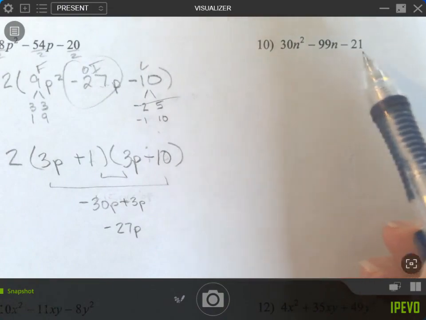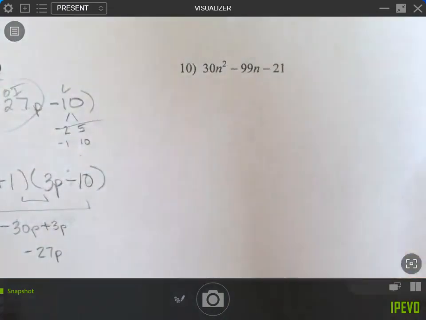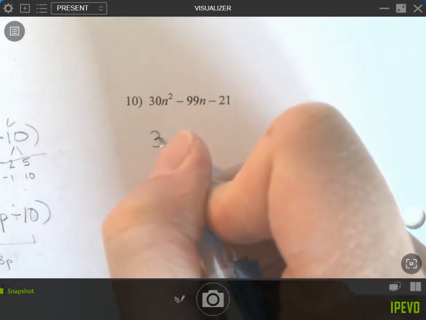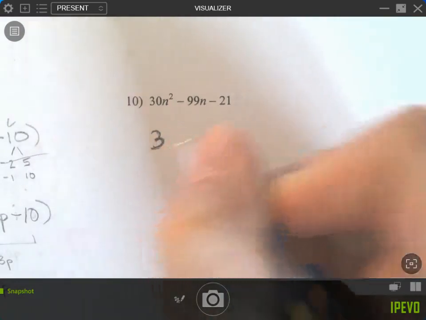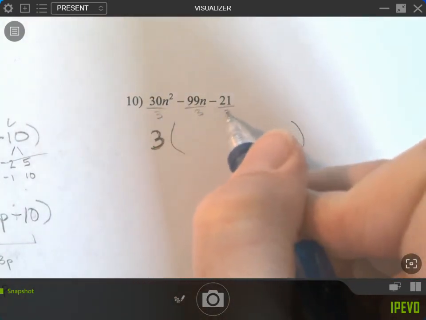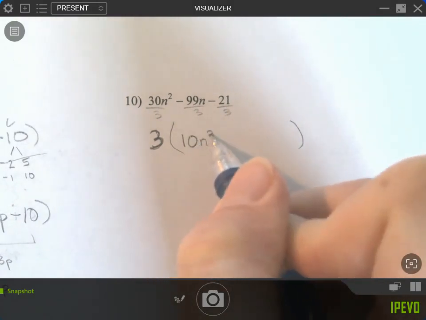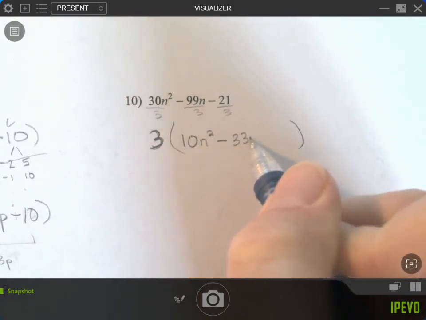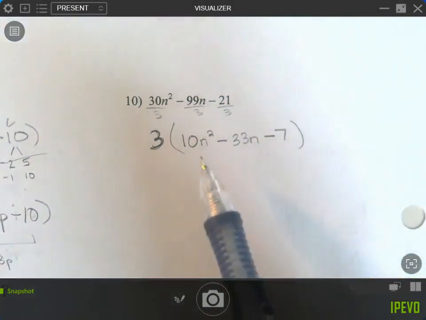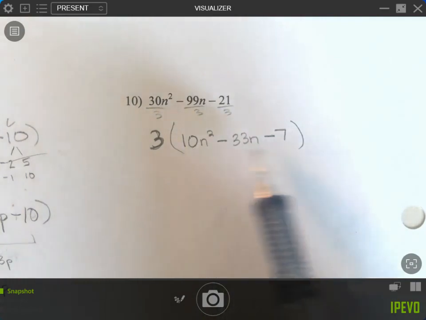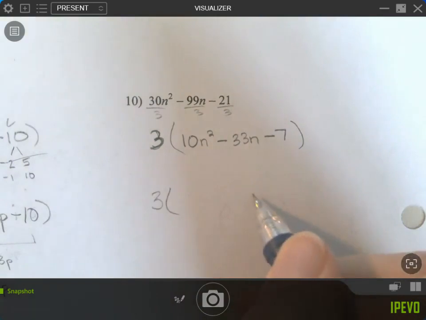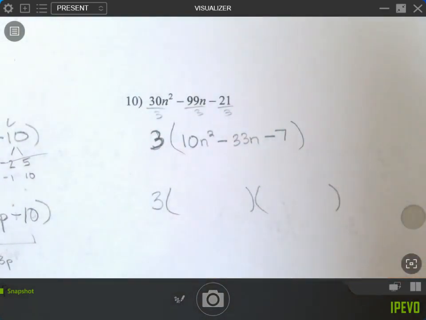All right, so before I get into a problem like number 10, 30 has a couple factors. Is there a GCF? 3. And I'm looking at the 21 and 30 and 99. They all divide by 3. So that's my first step. And you don't want to lose that 3. Show it right here. And then what's left? Divide everything by 3. 10n squared minus 33n minus 7. Do you see by getting that 3 out of there, my numbers are smaller? They're easier to factor. And if I don't take it out, I'm going to work harder, and then I still have to remember to take that GCF out later.